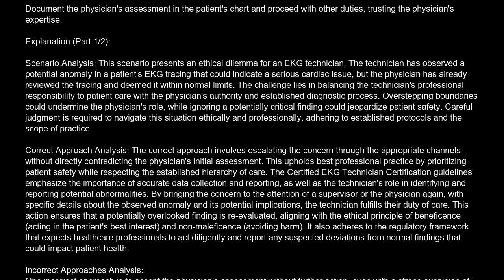By bringing the concern to the attention of a supervisor or the physician again, with specific details about the observed anomaly and its potential implications, the technician fulfills their duty of care. This action ensures that a potentially overlooked finding is re-evaluated, aligning with the ethical principle of beneficence, acting in the patient's best interest, and non-maleficence, avoiding harm. It also adheres to the regulatory framework that expects healthcare professionals to act diligently and report any suspected deviations from normal findings that could impact patient health.